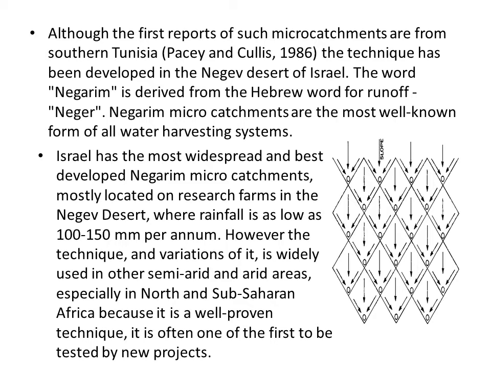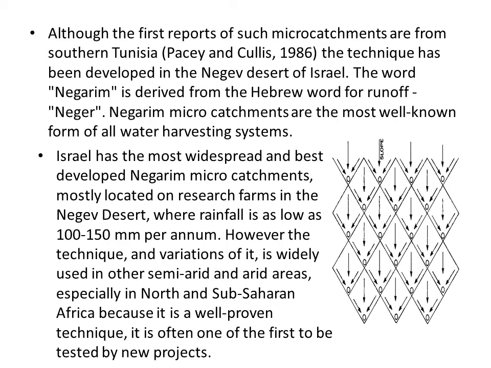Although the first reports of such micro catchments are from southern Tunisia, the technique was developed in the Negev deserts of Israel. The word Negarium is derived from the Hebrew word for runoff, Neger. Negarium microcatchments are the most well-known form of water harvesting systems.